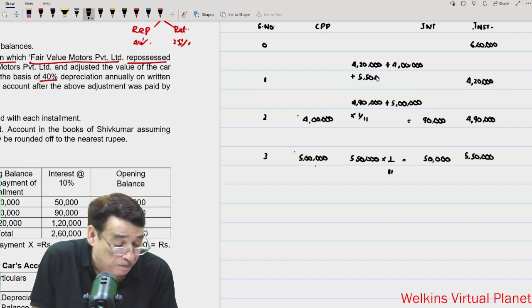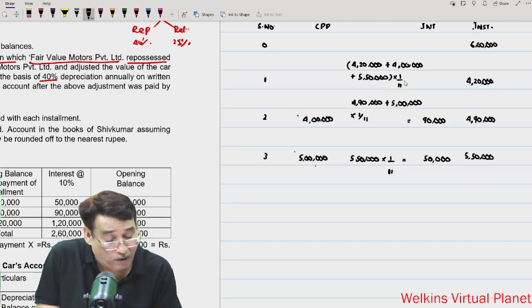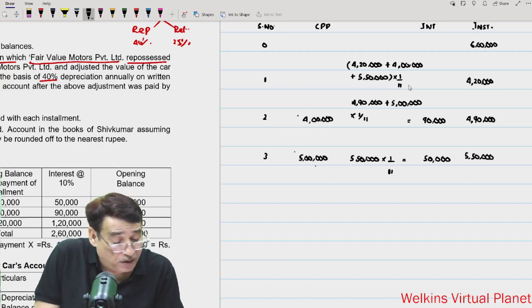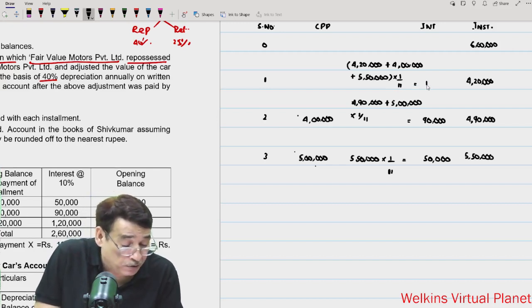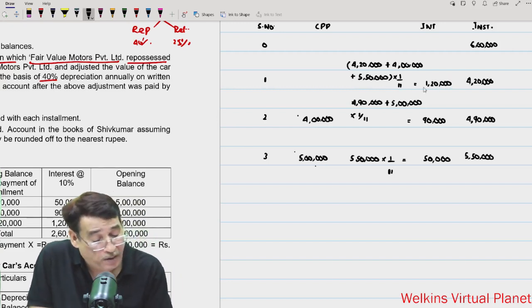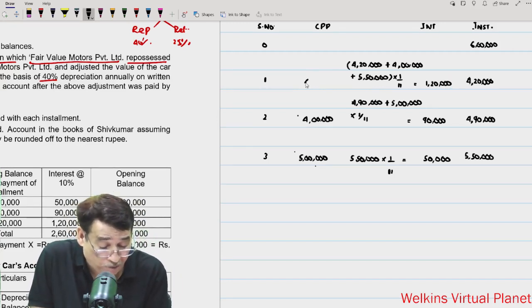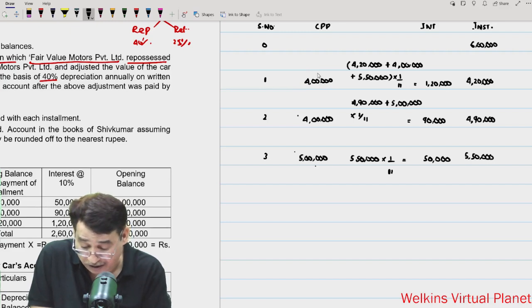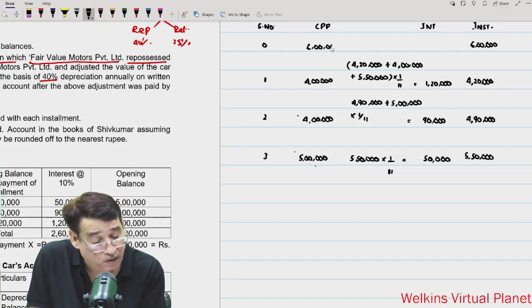After adding them, multiply it with 1/11 and you will get the amount of interest. Interest will be equal to 1,20,000. So 420 minus 120 will give you 4 lakh once again. And then your down payment in this particular question is 6 lakh, right? 6 lakh is your down payment.